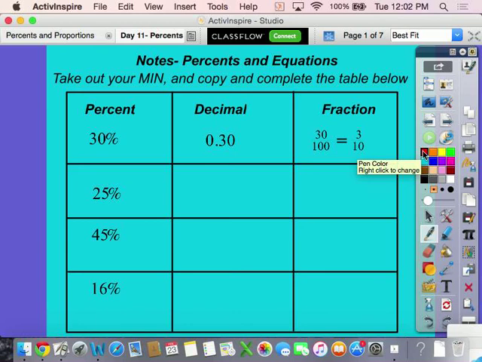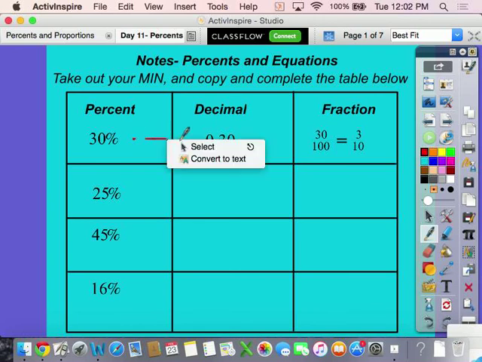30% is equal to the decimal 0.30. We know that percent is always a number based out of 100. So 30 out of 100 becomes 30 hundredths. We also know that to change a percent into a decimal, you simply take the decimal point and slide it over 2 spaces to the left. To go from a decimal to a percent, we do the exact opposite. We slide it 2 spaces to the right.